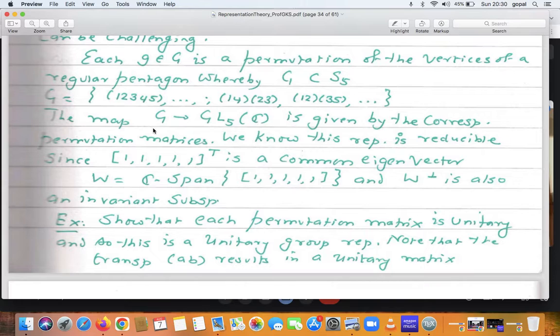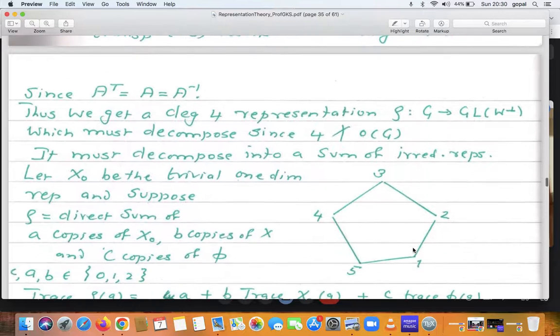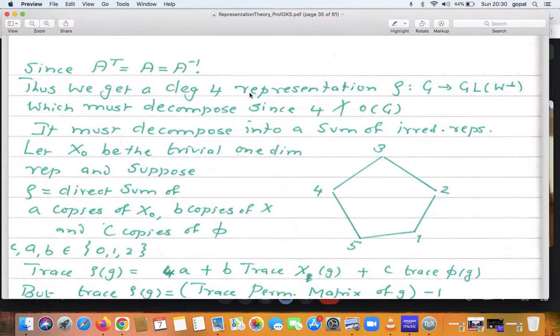We know that this representation by permutation matrices is reducible because (1, 1, 1, 1, 1) transpose is a common eigenvector, and I can take the C-linear span of it. Every permutation matrix is a unitary matrix. Prove that every permutation matrix is a unitary matrix, and so this representation is a unitary representation. So W perp is also an invariant subspace. So we get a degree 4 representation, correct? Namely rho from G to GL(W perp).